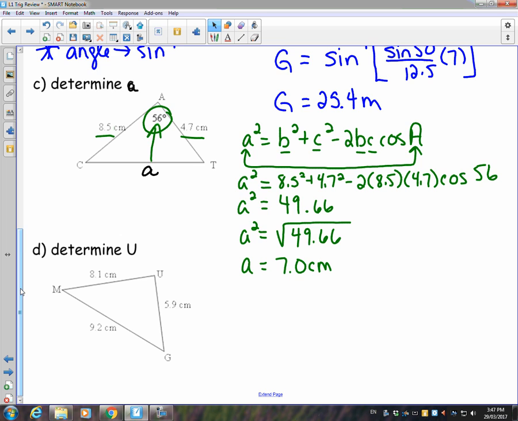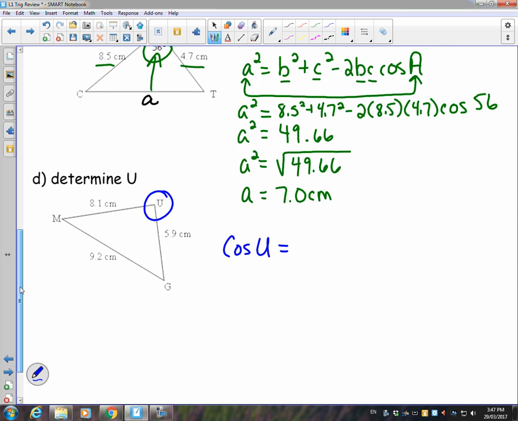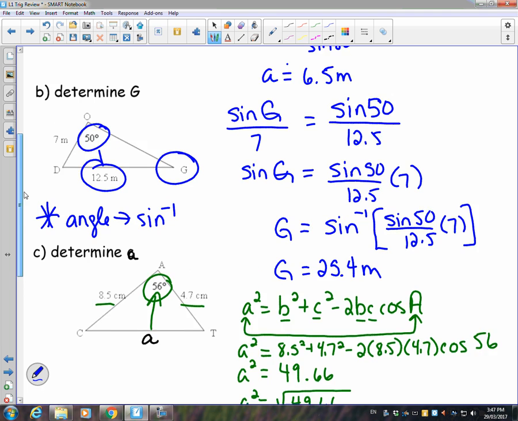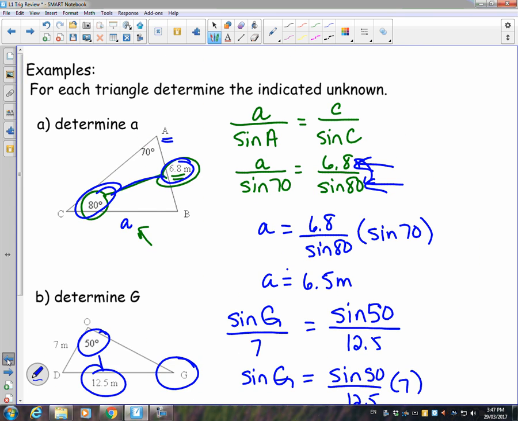Guess what the last one is? Using the cosine law for an angle. So it wants me to figure out angle U. So my cosine law, cos U equals, when I fill in my cosine law, I'm just going to go back up to the formula for a minute. Where is my formula? Oh, I lied. My formula is on this side.